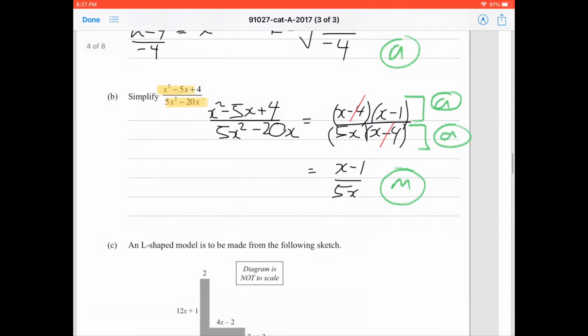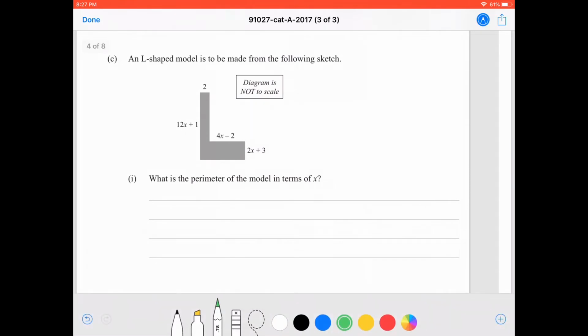Okay, question 2c now. An L-shaped model is to be made from the following sketch. And we've got our model. It's got side lengths of 2, 12x plus 1, 4x minus 2, and 2x plus 3. We're missing side lengths, you'll notice, of this side length and this side length. Okay, we've got to keep that in mind. The question asks us, what is the perimeter of the model in terms of x?